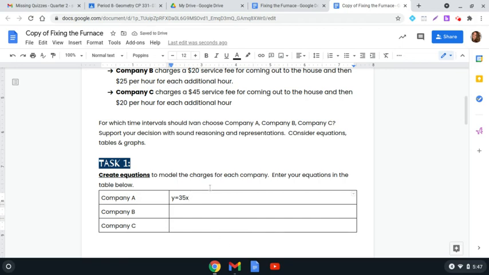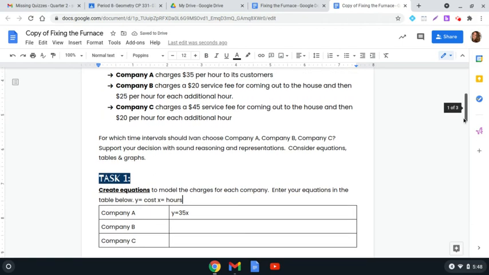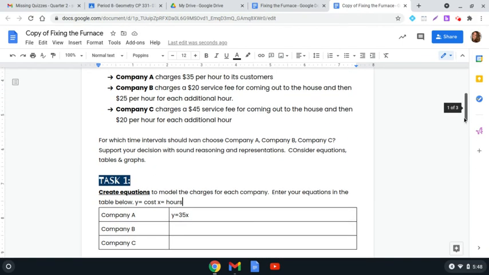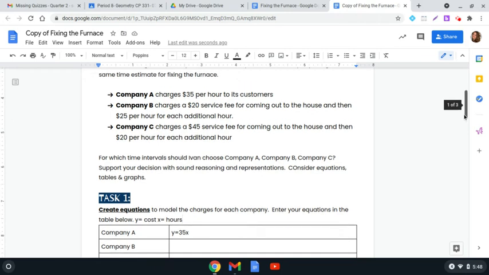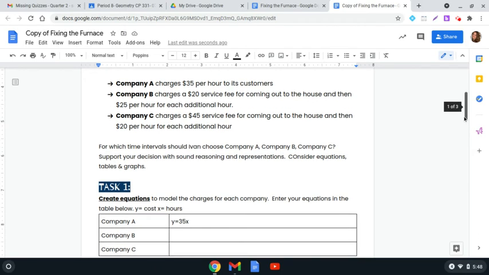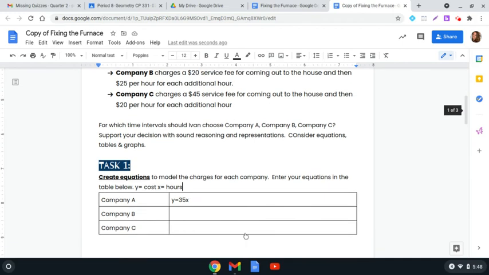Okay, so in this case, I just want to point out that y is our cost and x is the price of labor per hour. Okay, so really our x is just our hours. Okay, so however many hours they're asking us to work. Okay, but that slope is the price of the labor per hour. Okay, so company A charges $35 an hour to its customers. So we have y equals 35x.